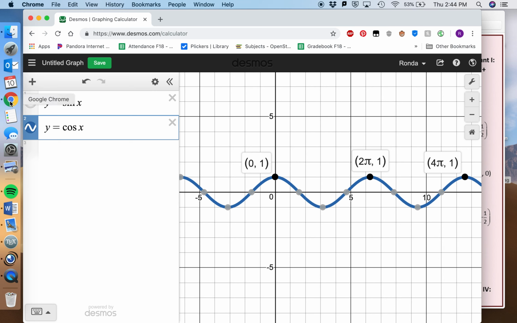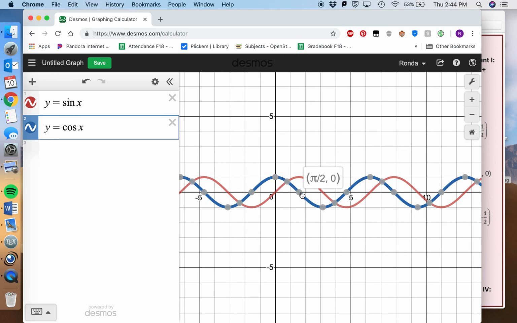Now really, if you think about it here, look at these two. These are just a phase shift of the same graph. Now a phase shift is what in trig we just call basically a shift. So this sine and cosine basically differ by a shift of pi over 2.